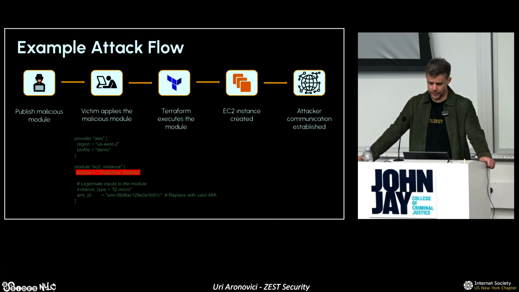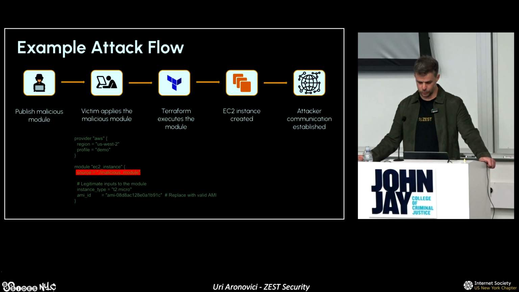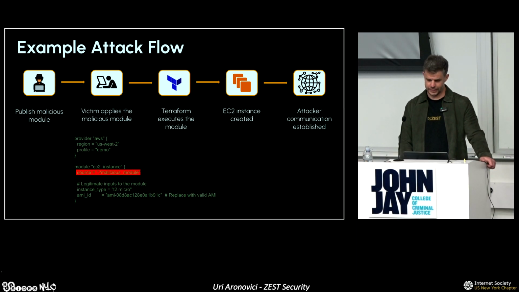Now the only thing he needs to do is run Terraform plan to see what Terraform is going to execute, and the next thing he's going to do is Terraform apply. Once you do a Terraform apply, Terraform will create the EC2 instance. But other than that, you will also establish a backdoor to the attacker. Let's see what the malicious module looks like.